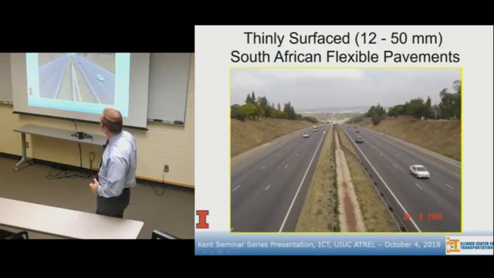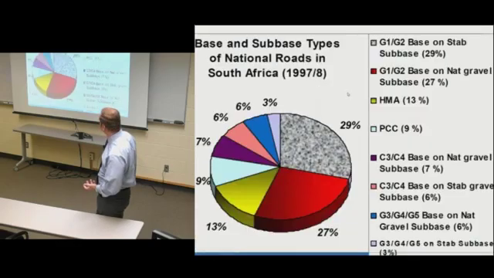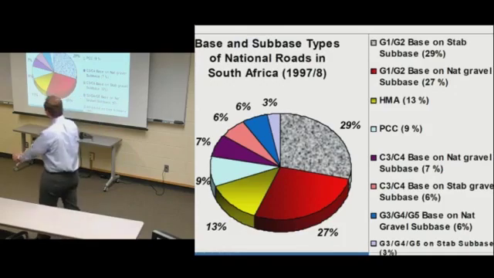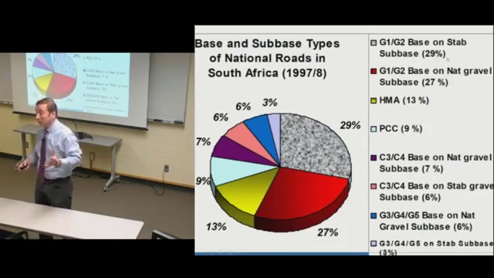And on a road like this, a typical main national highway, there are 12 to 50 millimeters of asphalt on the surface, almost up to 2 inches. And you can get by with that thinly surfaced asphalt serving high traffic roads. From 1997-98 in South Africa, these were the base and subbase types of national roads used. If you look at this spec, G1 base is almost 29%, and G1, G2 on natural gravel subbase is about 27%. So they have a large number of G1, G2 bases. The one on top, 29%, is actually built on stabilized subbase, which is the inverted pavement. So by majority, an inverted pavement structure is primarily what they build, right?